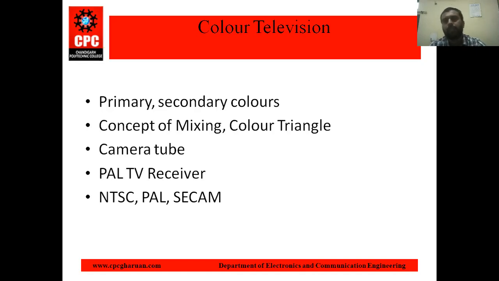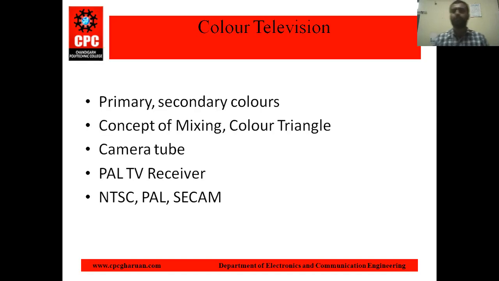Next part is the color triangle. With the help of the color triangle we understand which point is which, with the help of our primary colors RGB. Our secondary colors are formed, and when we combine red, green, and blue in a particular ratio, the white color is formed. After that, camera tubes.